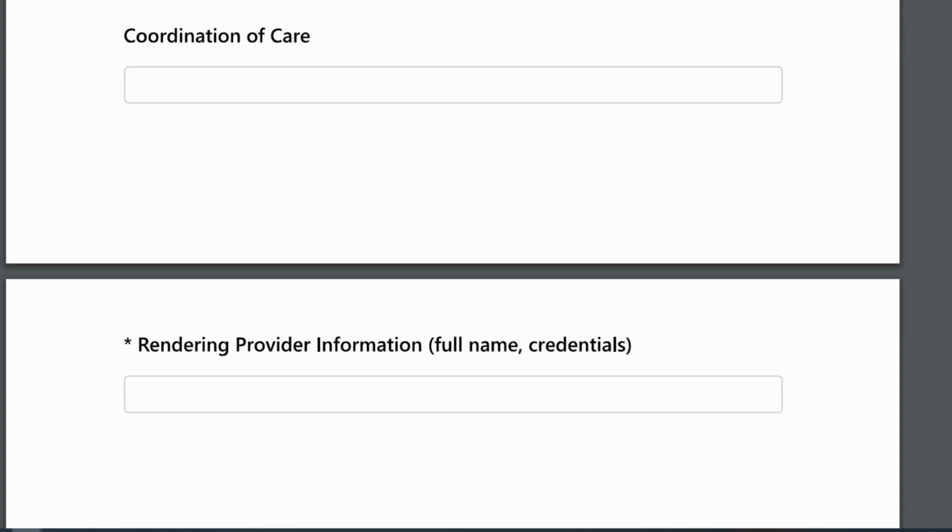The next section is coordination of care. So if I need to coordinate with the primary or maybe a therapist. Finally, I type in my provider information and then I digitally sign the chart once it's finished.